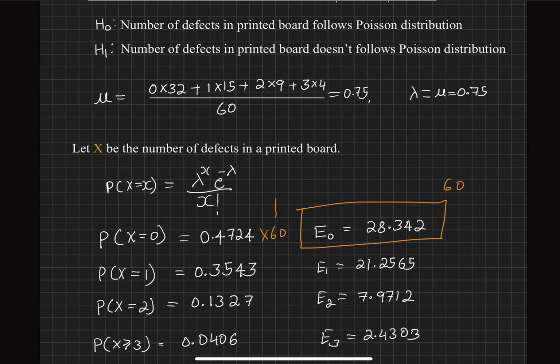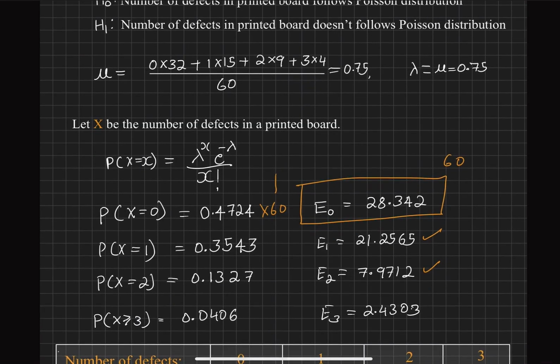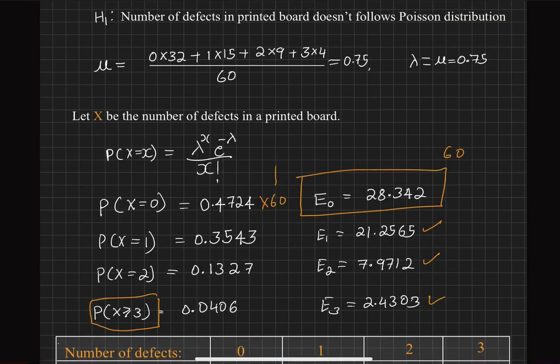Now similarly we can calculate the number of boards with one defect, two defects. As we know, a Poisson random variable can take an infinite number of values. So as we cannot go on calculating each and every value, we'll simplify our work, that is, we will determine probability of x greater than or equal to 3, that is equal to 0.046, and the corresponding expected value we will get as 2.4303.